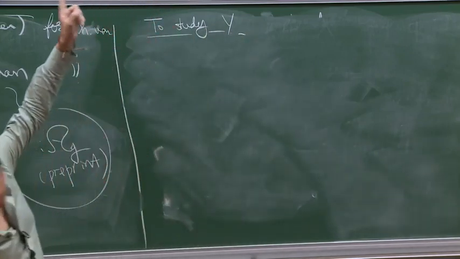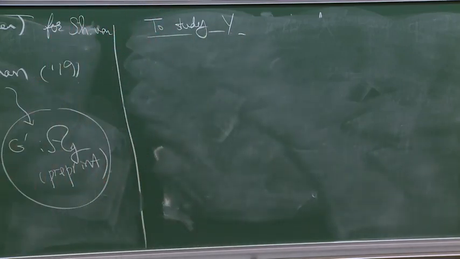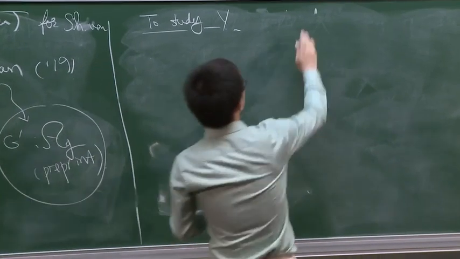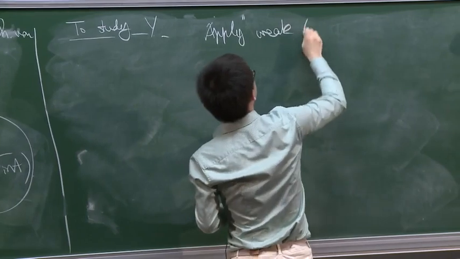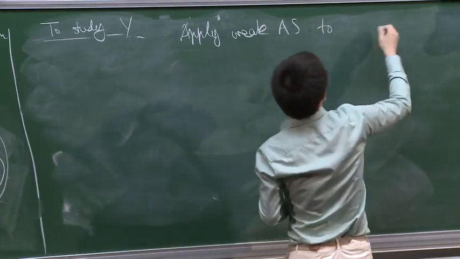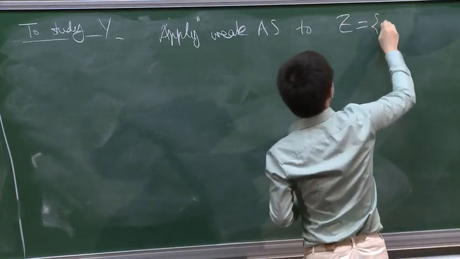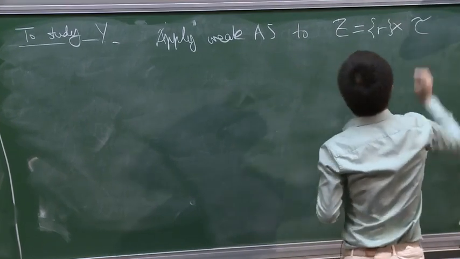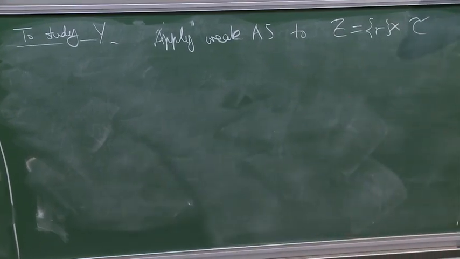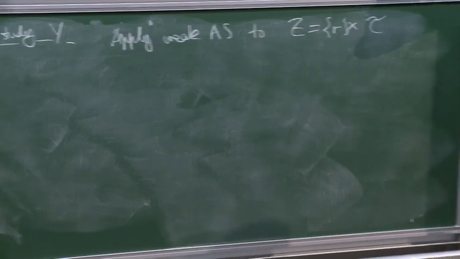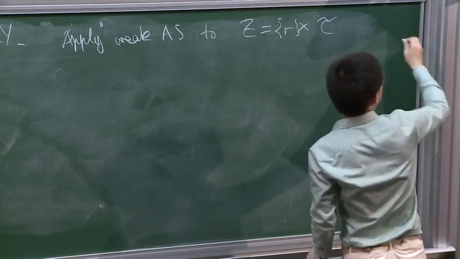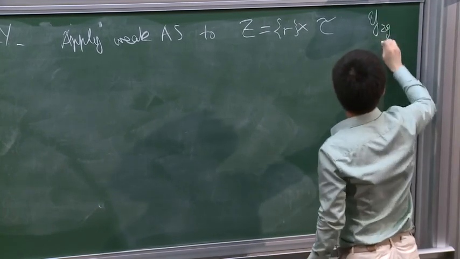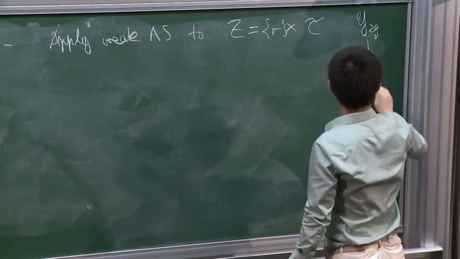Now to study that y over there, we see what condition it satisfies. We apply the weak Ax-Schanuel to here, where z will be r times c theta. It is also complex analytic, as we said here. And of course, we apply it to the system y to g to A_g.